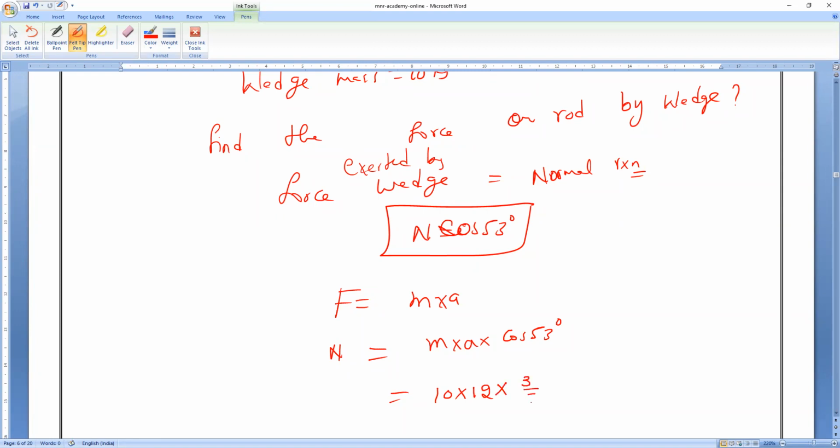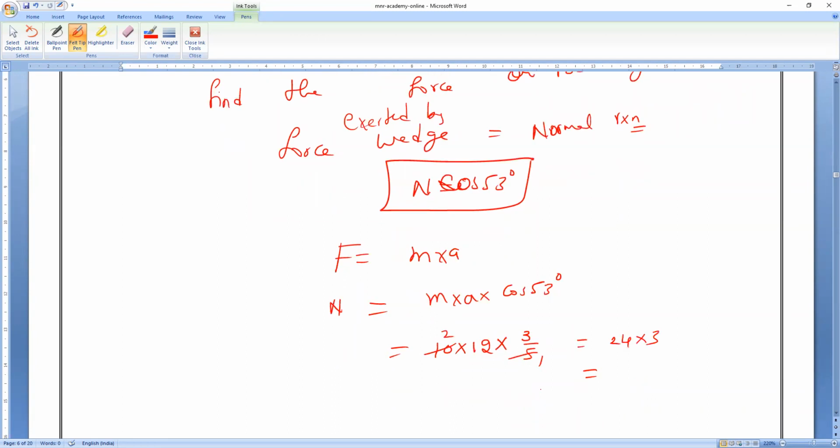Cos 53 value is 3 by 5. That's all. So 12 twos are 24. So 24 into 3, which is equal to how much? Sorry, I have made a mistake somewhere. Anybody can tell what is the mistake I have made? Sorry, we have made a mistake. This will become 120.